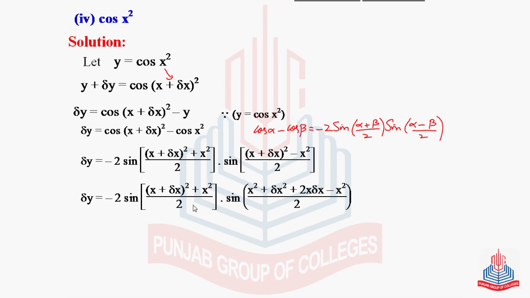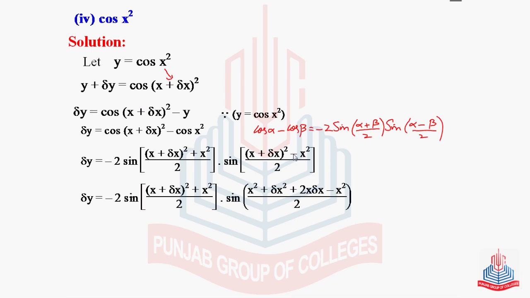And now we apply simplification here. X square plus delta x whole square plus 2x delta x. Actually the formula of a plus b whole square, and this minus x square divided by 2. The notable thing here, we just opened this step. Open the square of this one, and why not this one?